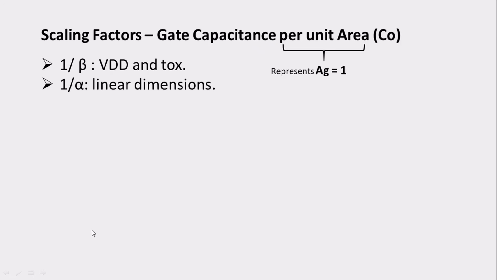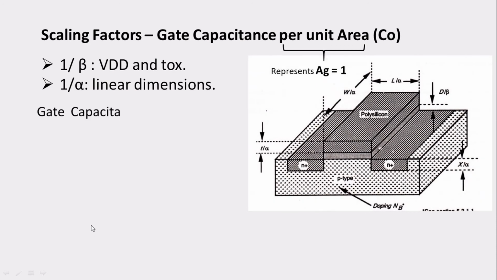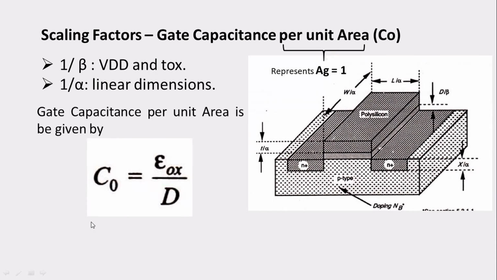Okay, so next, gate capacitance per unit area. Here we have to observe that this is our C naught. C naught is given by epsilon naught ox divided by thickness. Now per unit area, in the sense that the area becomes 1. Out of this, the gate capacitance is given by C naught is equal to epsilon naught by our thickness.